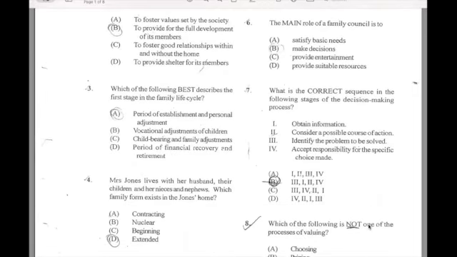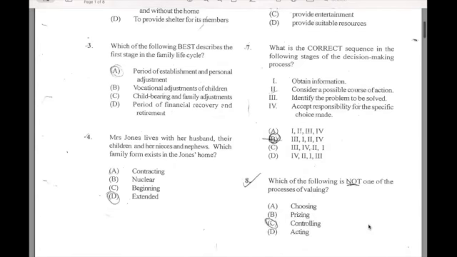Question number 7. Which of the following is the sequence of the stages of decision making? And they gave us some options: obtain information, consider a possible course of action, identify the problem to be solved, accept responsibility for the specific choice made. So if your answer is B, let us put it in order. First, you're going to identify the problem to be solved, obtain the information, then you're going to consider the possible courses of action, and then finally, accept responsibility for the specific choice that you make.